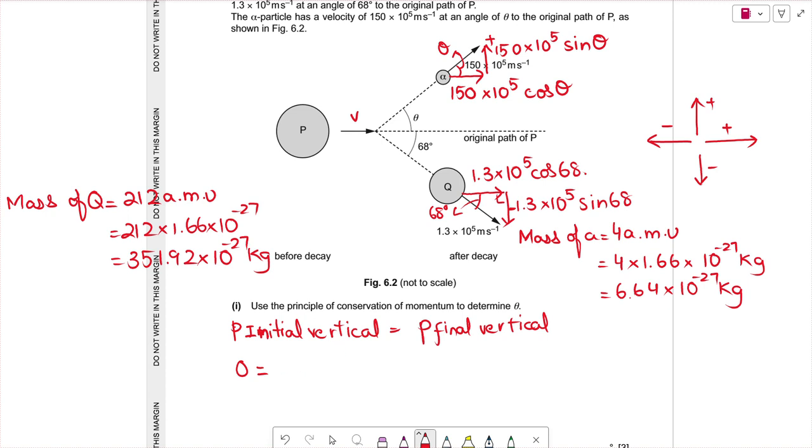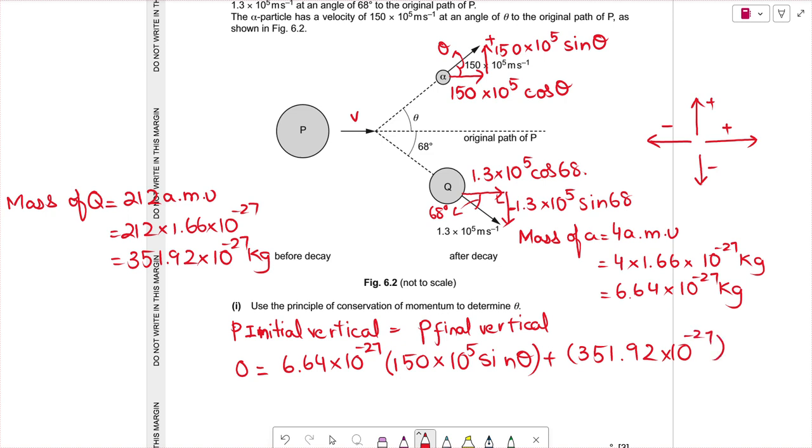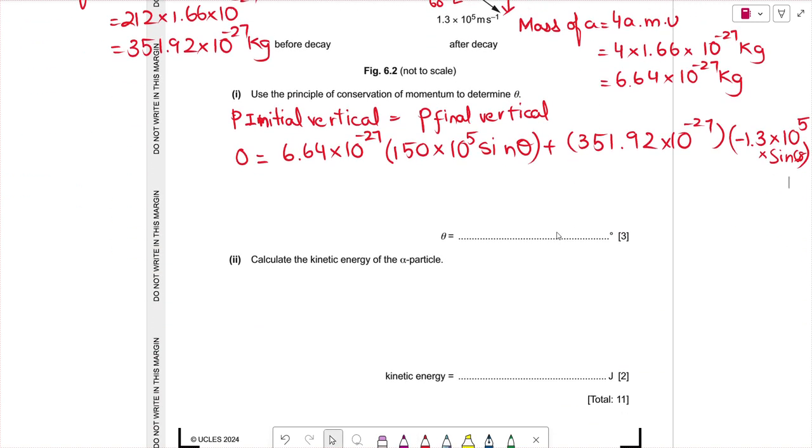Momentum is the product of mass and velocity. The mass of the alpha particle is 6.64 times 10 to the power of minus 27, and the vertical velocity of the alpha particle is 150 into 10 to the power of 5 sine theta, plus the mass of Q, 351.92 into 10 to the power of minus 27, times the vertical component of the velocity, which is minus 1.3 into 10 to the power of 5 into sine 68. So this is the equation. Now we just have to solve and simplify.